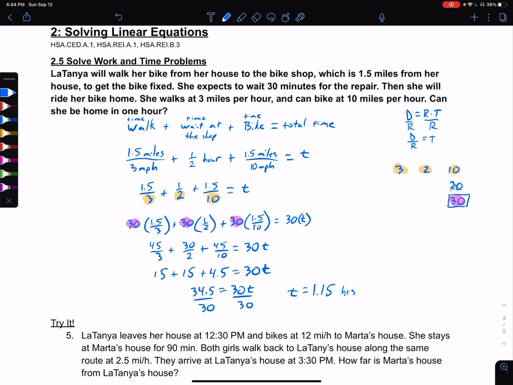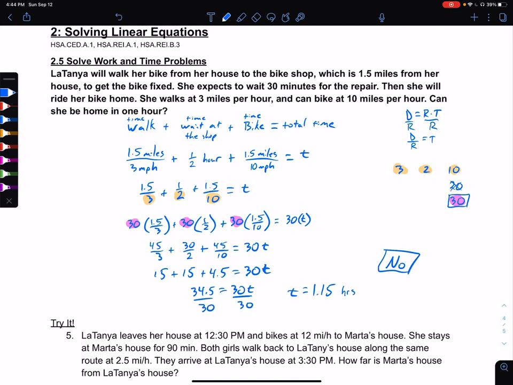And the question was, can she be home in 1 hour? Well, 1.15 hours is greater than 1 hour. So can she be home in 1 hour? No, it's going to take a little bit longer than that. And all of that work was just to state that no, she cannot be home in 1 hour.